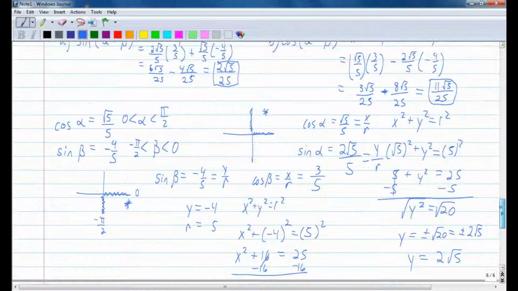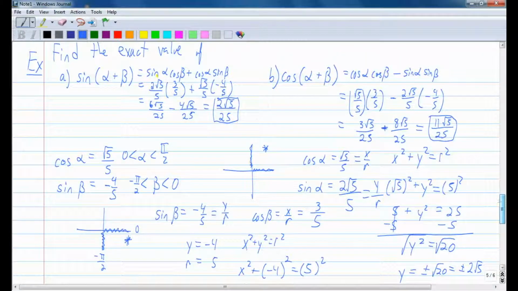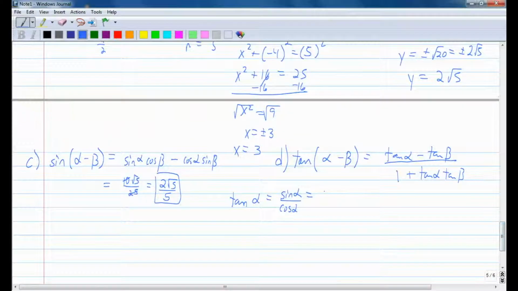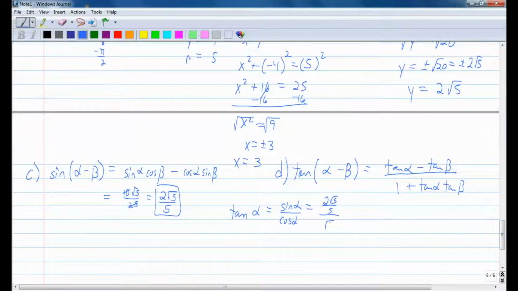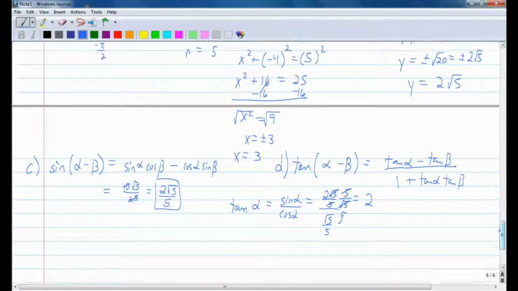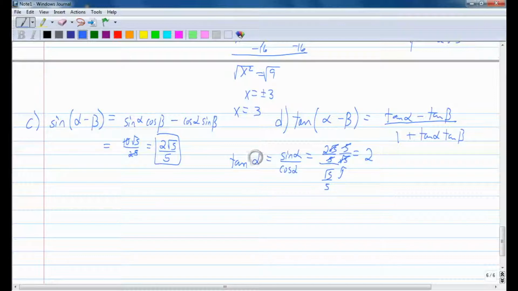So the sine of alpha is equal to 2 square roots of 5 over 5. And the cosine of alpha is equal to square root of 5 over 5. Alright, so if I flip and multiply, a lot of stuff's going to cancel out. Square roots of 5 cancel out, the 5s cancel out, and I'm just left with 2. Alright, so that's what happens whenever we solve for tangent of alpha.